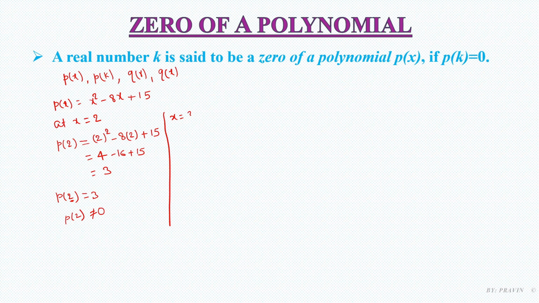Let's take x equal to 3 this time. So p of 3 is equal to 3 square minus 8 into 3 plus 15. Just substitute the value of x in the given polynomial. You will get 9 minus 24 plus 15. This comes out to be 0. This time p of 3 is equal to 0, meaning this 3 is k, which is a real number. When you substitute this 3 in the given polynomial, the entire expression becomes 0. So this 3 is a zero of polynomial p(x).